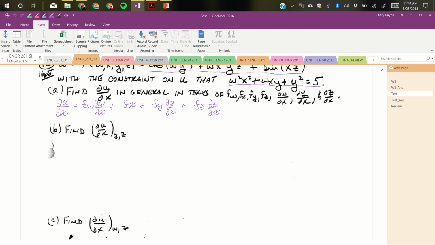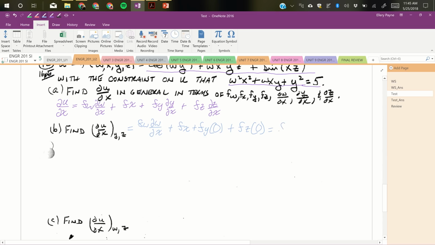I'm going to change it up to blue. So we have to hold y and z constant. And what that really means is that when we solve for our partial of u with respect to x in general terms, as we did in the first problem, some things are going to go to 0. So if we're holding y and z constant, fw will still be there, times the partial of w with respect to x. Our fx will still be there. But now our fy is being multiplied by a partial of y with respect to x. If y is being held constant, then it's the derivative of a constant with respect to x. So this becomes 0. Same thing for fz. I'm holding z constant, so I'm taking the partial of a constant with respect to x, so it just goes to 0.